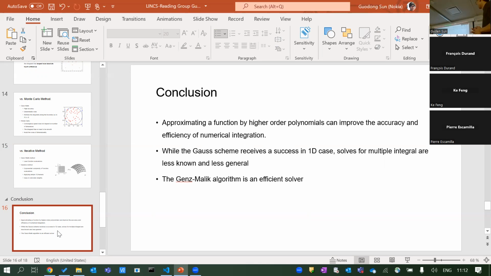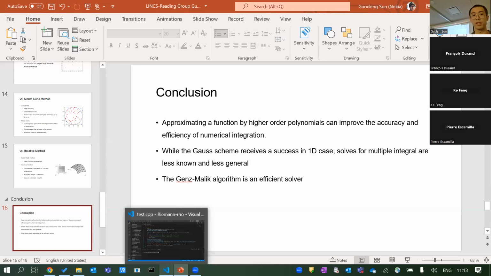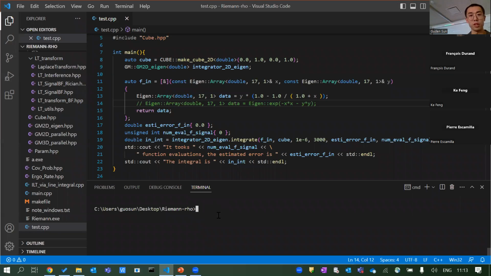It received success in the one-dimensional case, but how to solve it in high dimension, namely multiple integrals, is less known and less general. As far as I know, even in MATLAB or in C++, there are few of this kind of solvers. In particular, MATLAB still employs an iterative method, namely you do integration iteratively. So maybe to justify its efficiency, I'd like to jump to here.